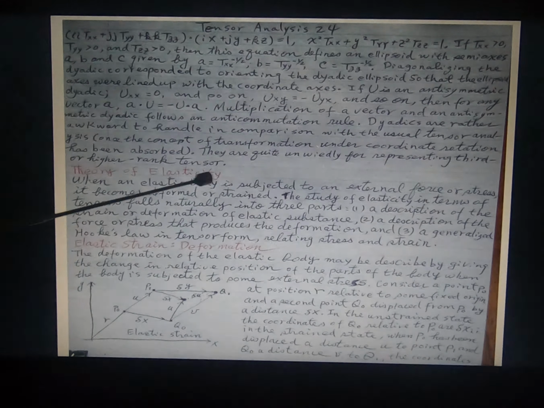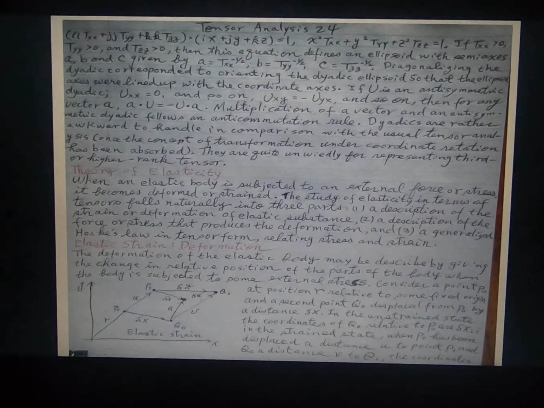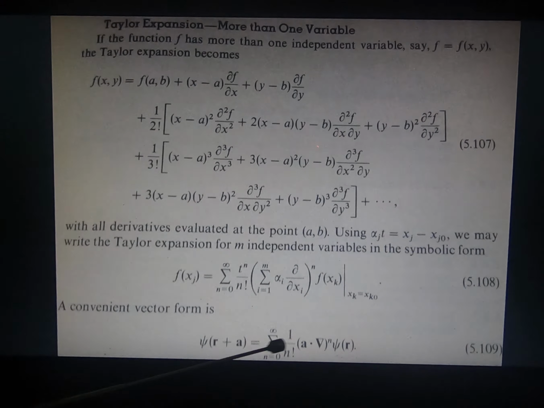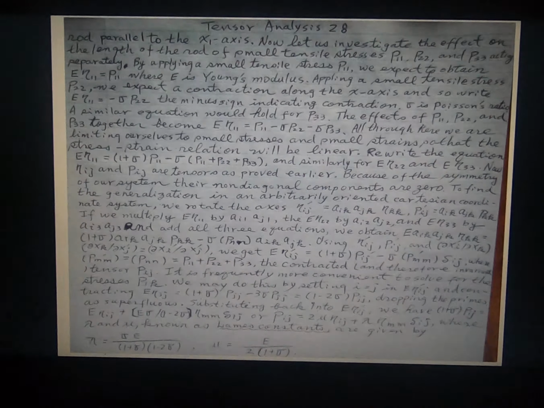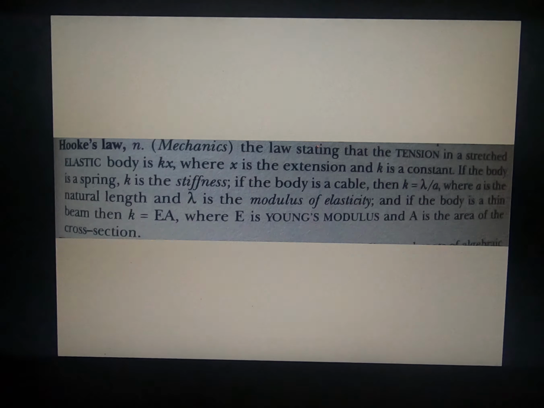It's applied to elasticity. So elastic strength, deformation. So these are Taylor expansions, Taylor expansions in multiple dimensions. Stress force in the solid. Stress-strain relationship is Hooke's law using the tensor method. Generalized Hooke's law is the Hooke's law.